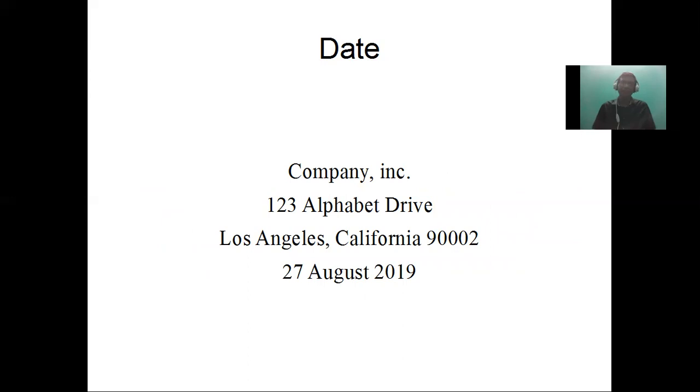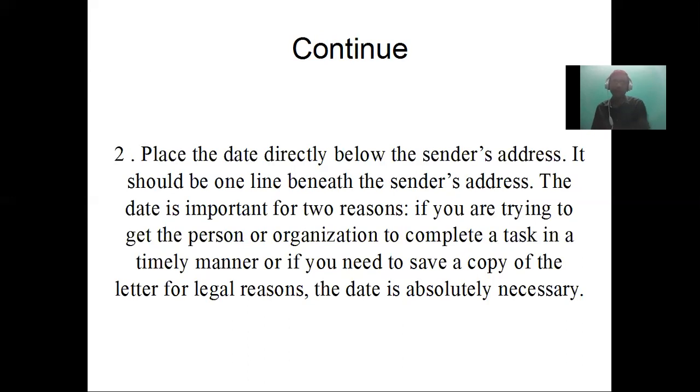Second one is date. As you have seen, with that particular address I have put a date also, and that is 27 August 2019. About the date, it is written: place the date directly below the sender's address. As you have seen, first of all there is a sender's address, then I have put the date after that. It should be one line beneath the sender's address. When you have finished the sender's address, just put a line break and then put the date in that position. The date is important for two reasons.